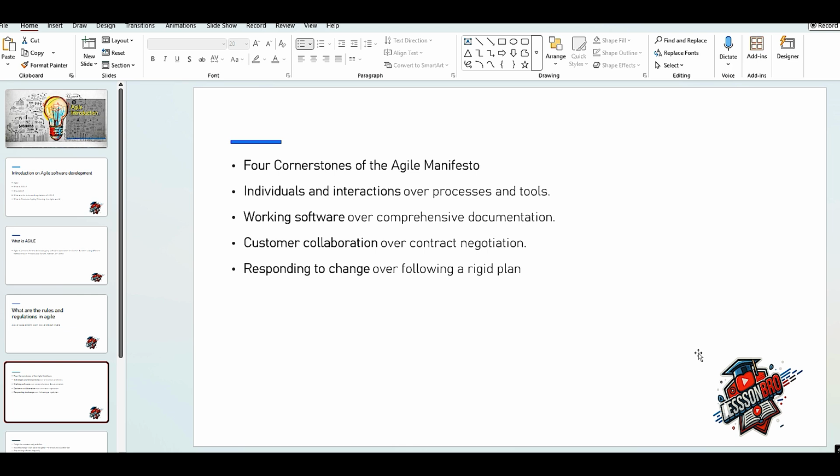For example, when we wanted to take up requirement gathering, we used Word, Jira, or Confluence. That was more of a tools-focused approach. But we use something called customer interaction. What is a customer interaction?